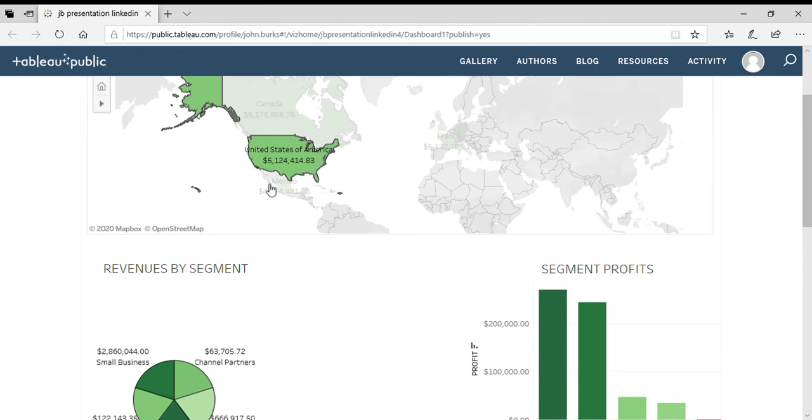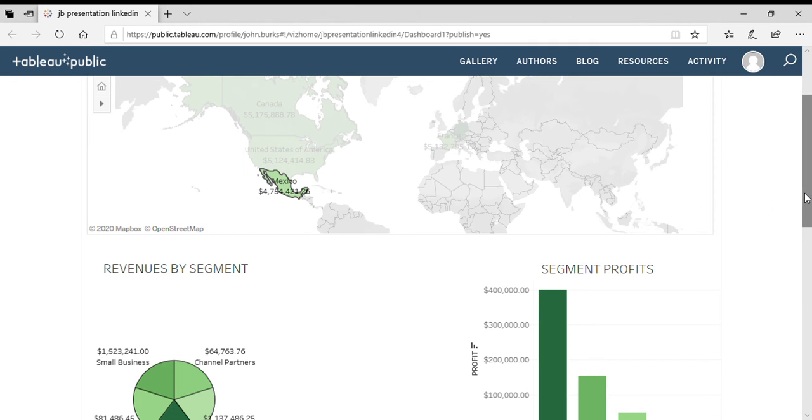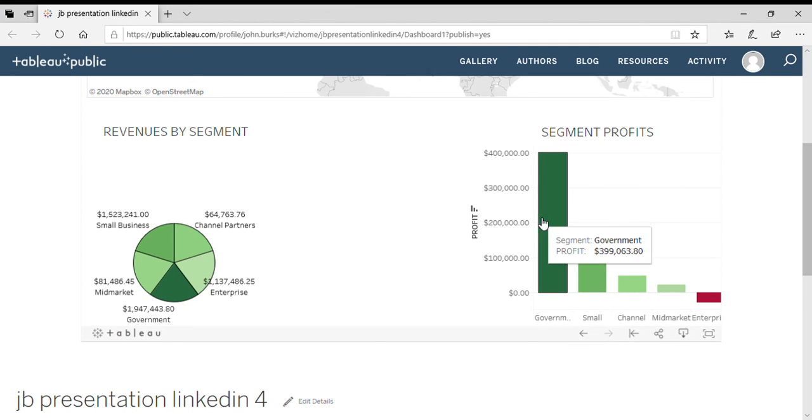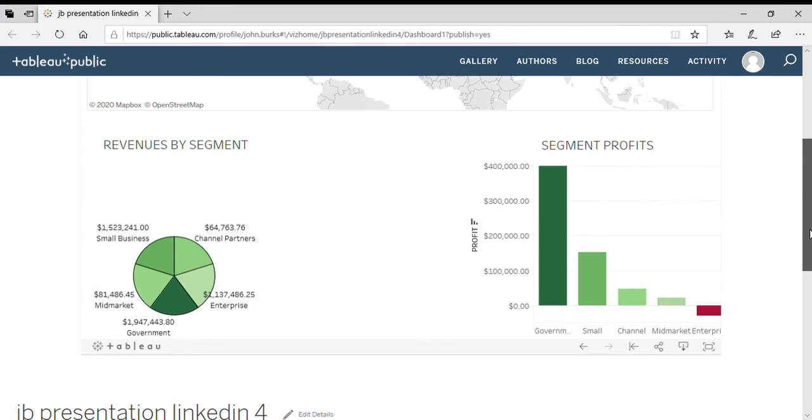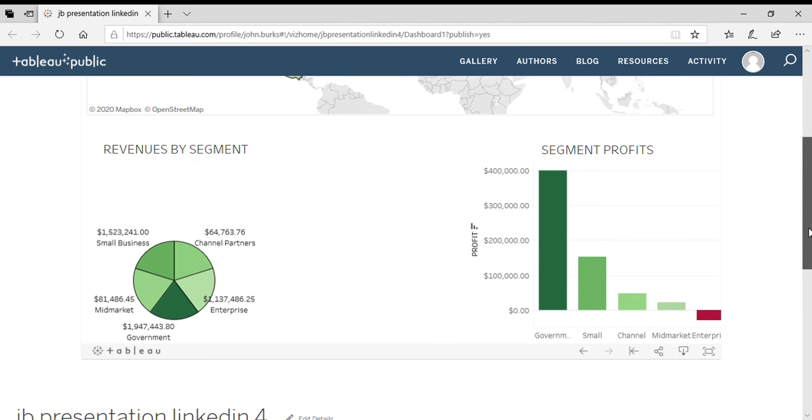And then when you go to Mexico, again, a lot of your profits are coming from the government. Enterprise is still the underperforming segment. So when looking at this, what I would do is I would definitely look at the enterprise to see what's going on with the organization, to see if we can come up with some type of solution to figure out why we are underperforming in that particular area. I would also look at the mid-market as well and see how come this is not performing as well as the other areas.